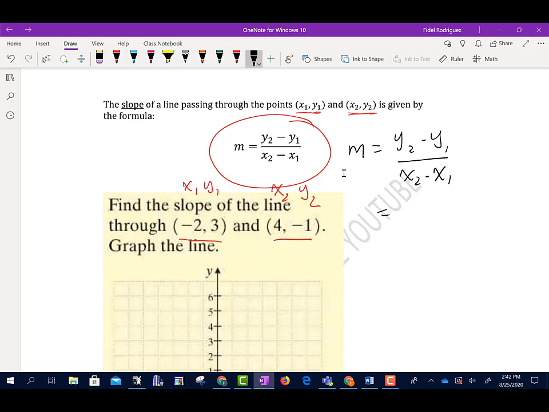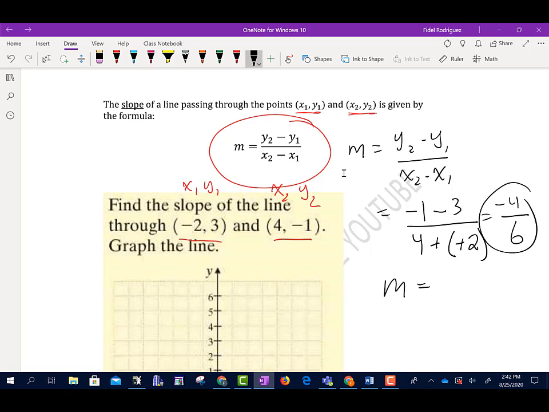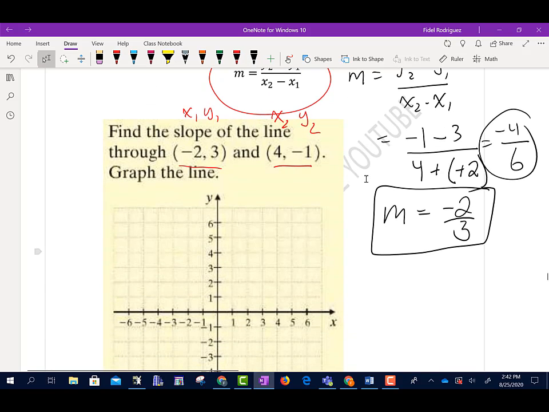So look, the first number is y2. y2 is the number -1, minus, because there's a minus in the formula, y1, which is the number 3. x2 is the number 4, minus x1, which is the number -2. Okay. -1 minus 3 would give me a -4. Remember, minus and minus become plus, so that'll be a 6. So the slope of my line, if I reduce this fraction, divide them both by 2, would be a -2/3, right? Okay, so we found our slope. Now we're going to graph the line and see if we can figure some things out here.